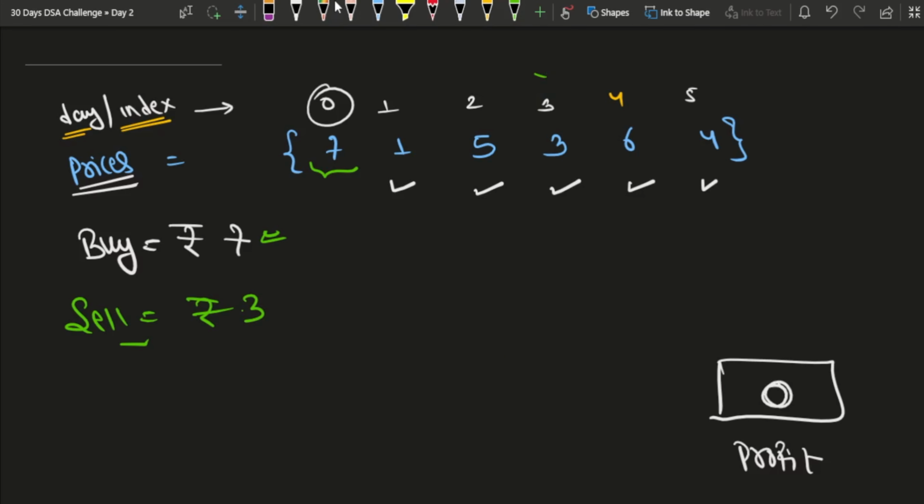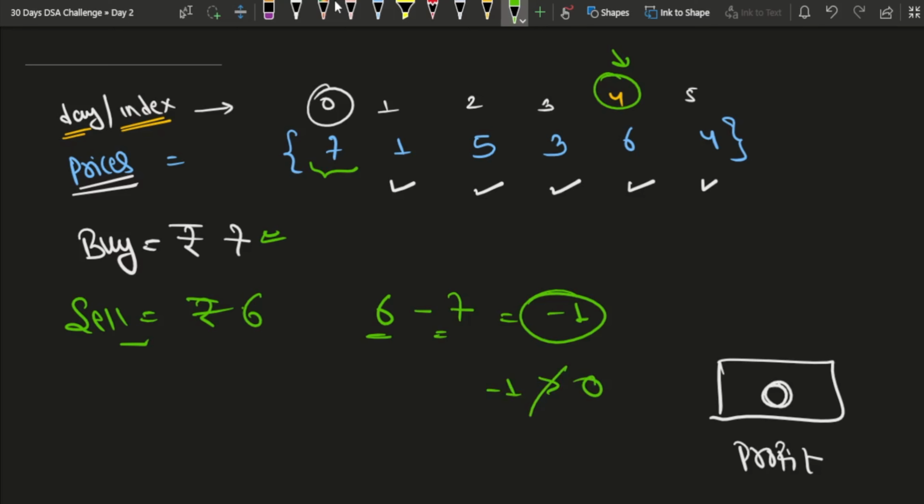Right, now similarly, I decide I will sell the stock on day number 4. Then how much money will I get? I'll get 6 rupees. What will the profit be? Profit is very simple, sell minus buy. The value of sell is 6, the value of buy is 7. It will give me minus 1. This is again a negative value. It again signifies that I made a loss of 1 rupee. Again I'll compare, is this minus 1 greater than 0? You will say no, it is not greater than 0. I'll say okay, no problem, I'll check the other combination.